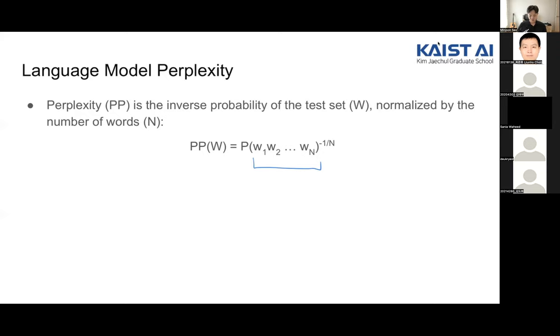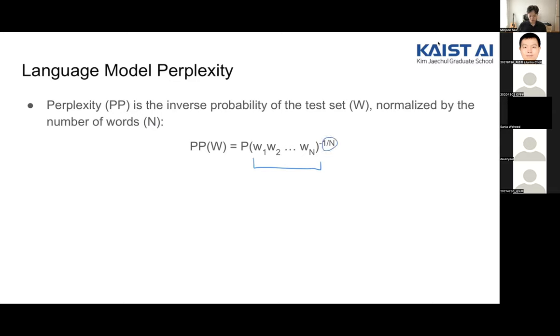Because the test set is something that you think is very likely, probably a text obtained from some corpus, it is something that exists, which means your model should have a high probability for such existing text. So you want this probability to be high, but still this number will be very small, and it's really hard to compare those small numbers. So what you do is normalize by the number of words first. That's the 1/n part.